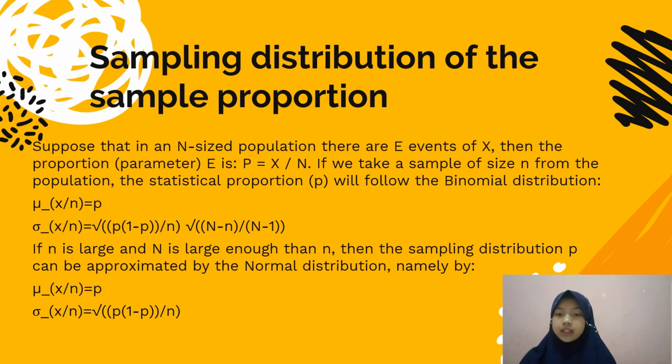If n is large and N is large enough compared to n, then the sampling distribution of p can be approximated by the normal distribution, namely by standard deviation of the proportion equals square root of p in parentheses 1 minus p divided by n.